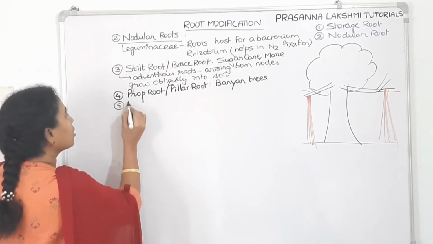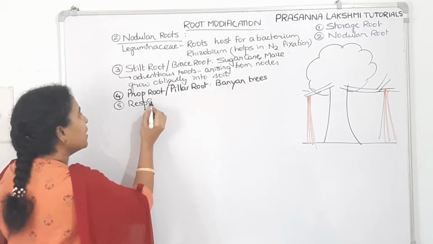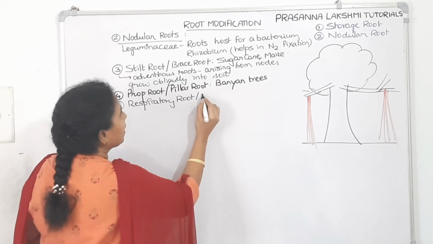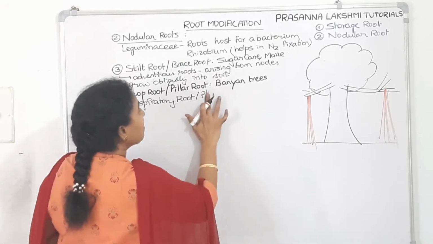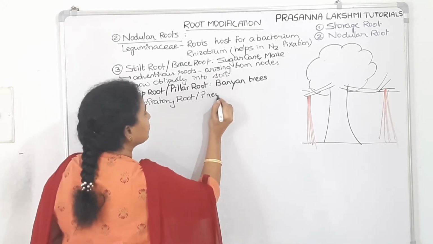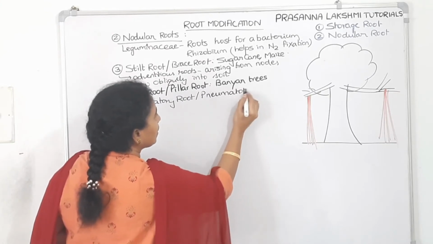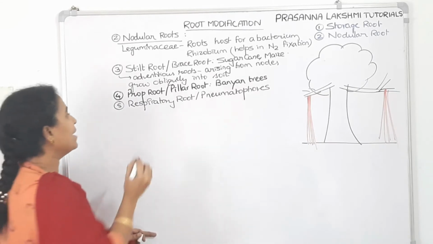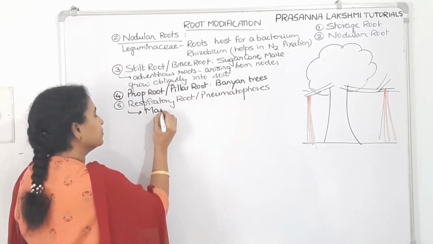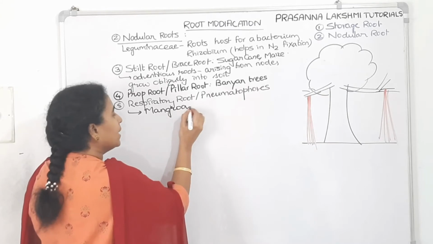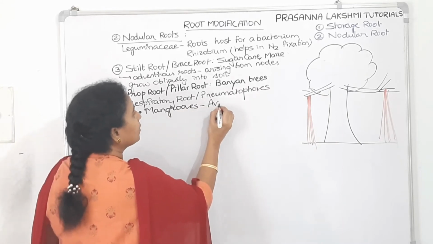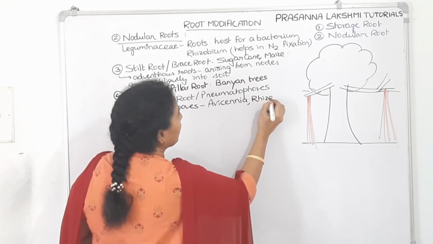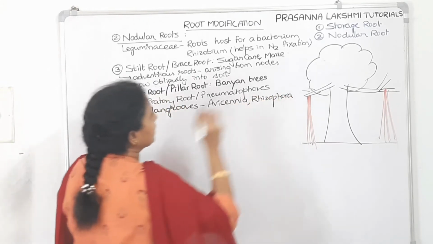Next, if we have to talk about respiratory roots. Respiratory roots are also called pneumatophores. Where do we find respiratory roots or pneumatophores? In mangrove plants. Examples of mangrove plants are Avicennia and Rhizophora.